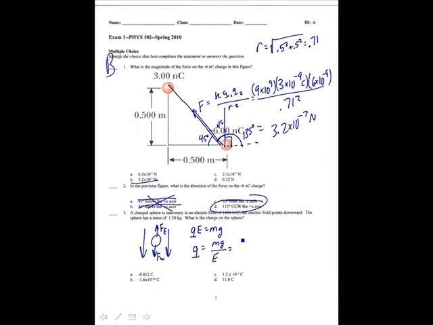m is given, that's 1.2 kilograms times 9.8 meters per second squared over 1,000, and that gives us the value, which is 0.0118 coulombs. Now the charge on this particle has to be negative in order for the force to be opposite the electric field. So the answer then is minus 0.012, which is answer A. Let's see, this was D.